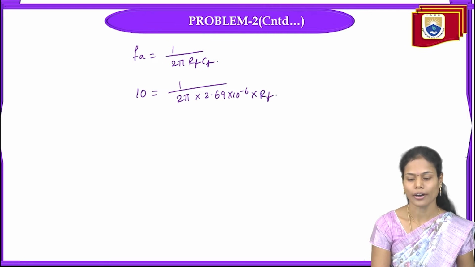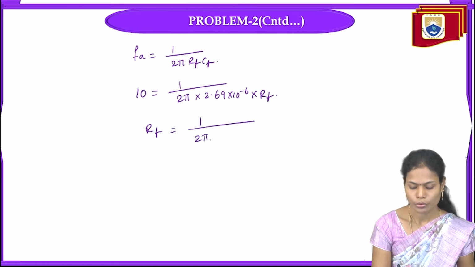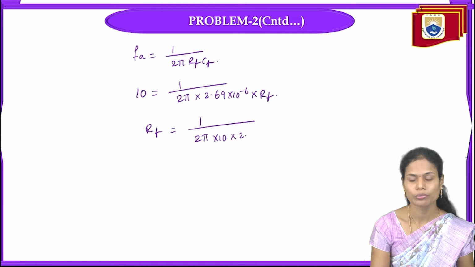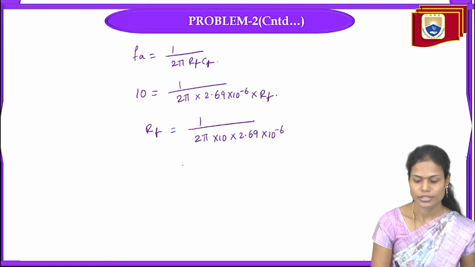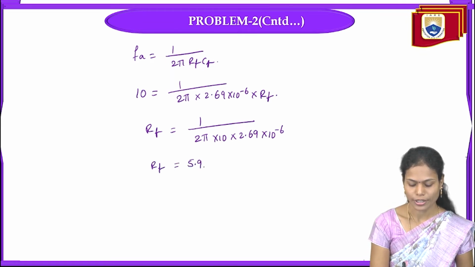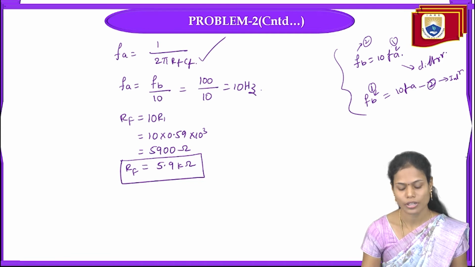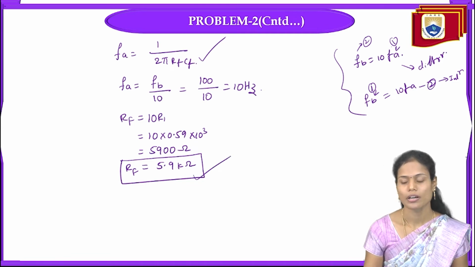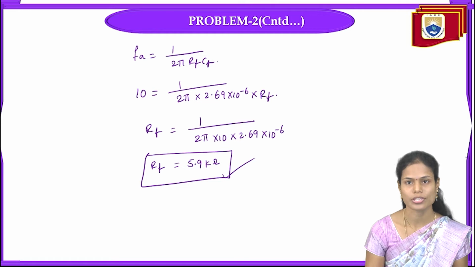We don't know the value of RF. So, RF from this is 1 by 2 pi into 10 into 2.69 into 10 power minus 6. After simplification, the RF value we will get is 5.9 kilo ohms. So, it is similar to the previous one. If RF equal to 10 times R1 also, we got 5.9 kilo ohms. Or else from the FA relation also we can calculate, we got the same value. In these two ways, we can calculate the feedback resistance value here.